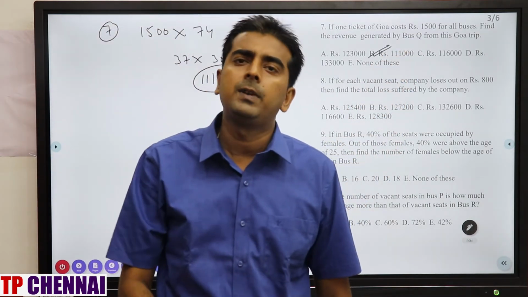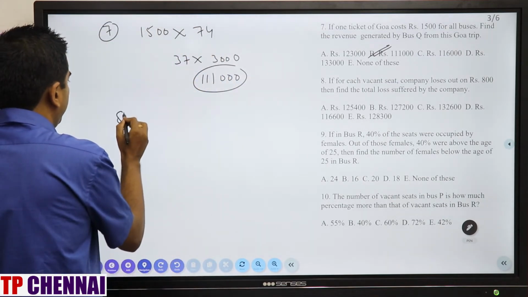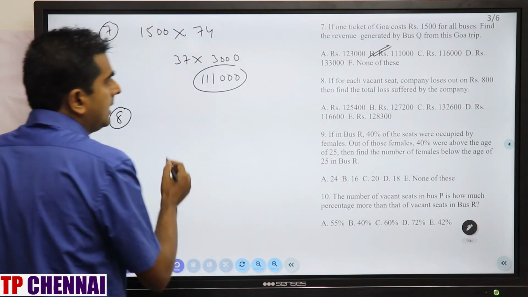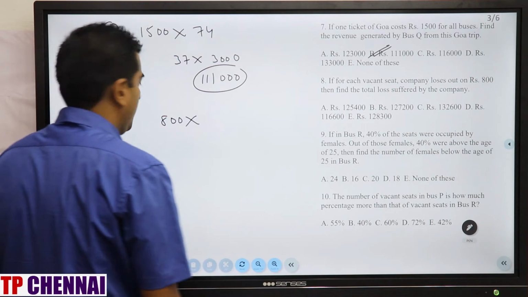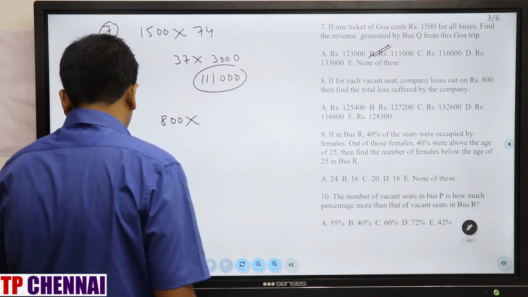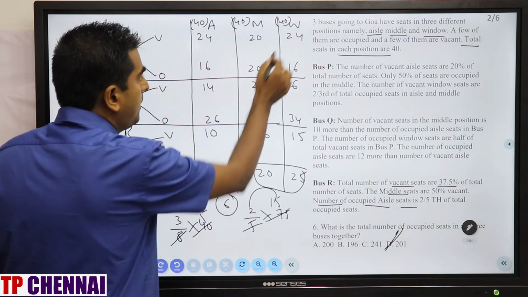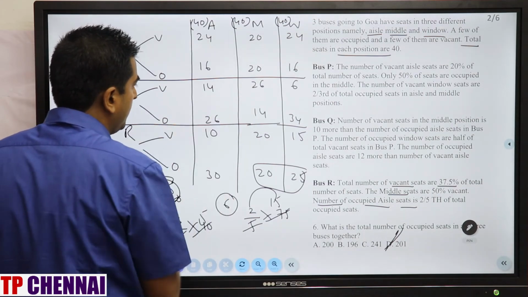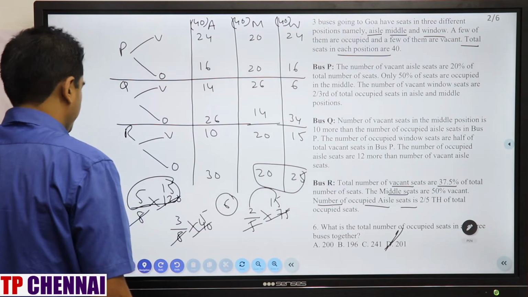So while seeing the data, first we need to be very much careful. Next one, 8th one. If for each vacant seat company loses 800, find the total number of loss. Okay. So total number of vacant seats we have to check first. All the company, right? 24 plus 20 is 44 plus 20 is 68. 68 plus 40 is 128, 134, 194, 209.